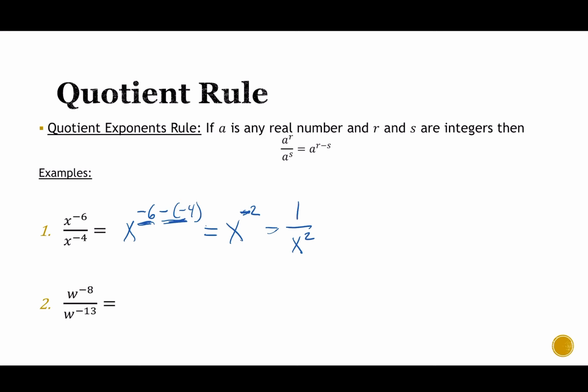If I have w to the negative 8 over w to the negative 13, that becomes w to the negative 8 minus a negative 13, which is w to the negative 8 plus 13, which becomes w to the 5th for our final answer.